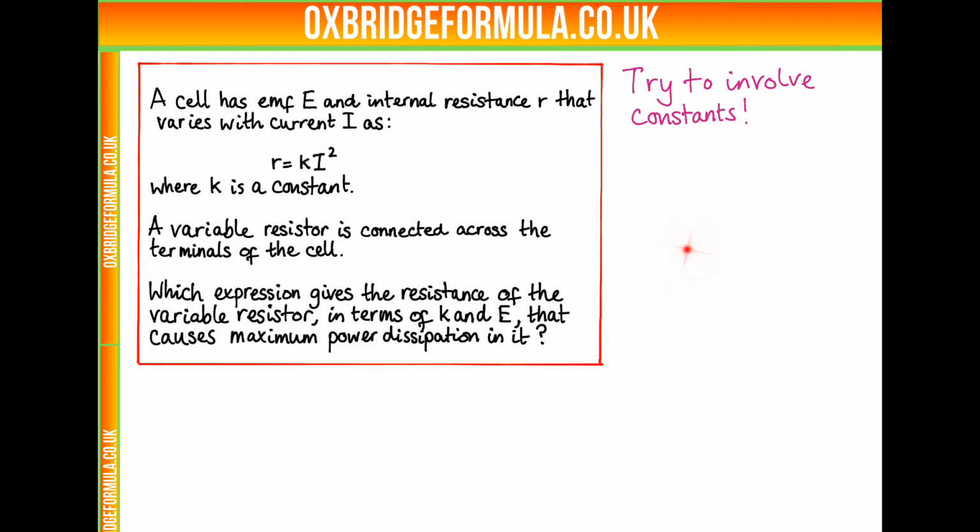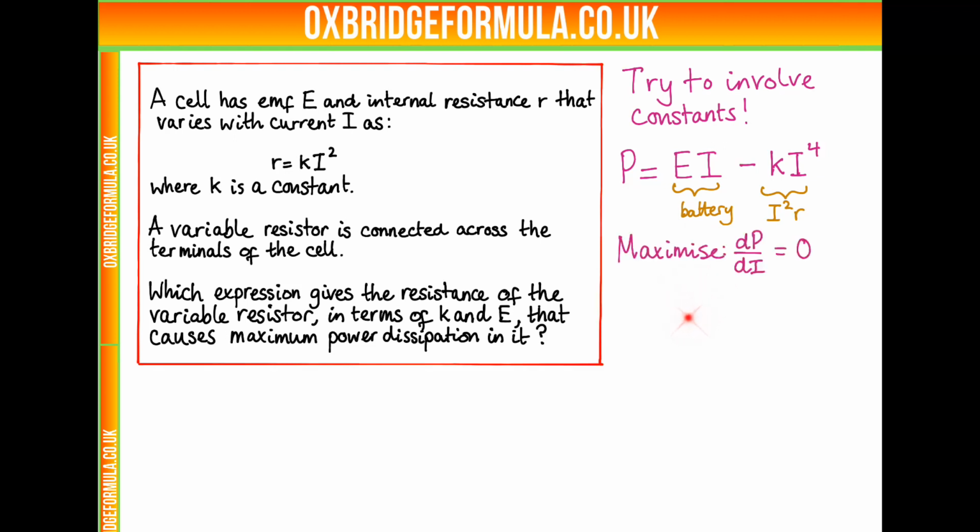So we could say that power in the resistor is EI. This is the total power from the battery, taking away whatever power is dissipated in the internal resistor. So this is I squared times R. We want to maximize this power dissipation. So dP by dI should equal 0 if we want to maximize this. And then if we differentiate this, we get E minus 4K I cubed equals 0. So I equals E over 4K to the power of 1/3.